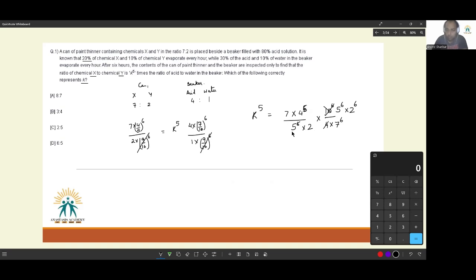So 5 raised to the power 6 and 5 raised to the power 6 cancel. 7 will go away and make this 7 raised to the power 5. And then this 2 I can cancel with 2 raised to the power 5. So I have K raised to the power 5 is equal to 4 into 2 raised to the power 5, or 8 raised to the power 5 by 7 raised to the power 5, or K is equal to 8 by 7, which is option A.